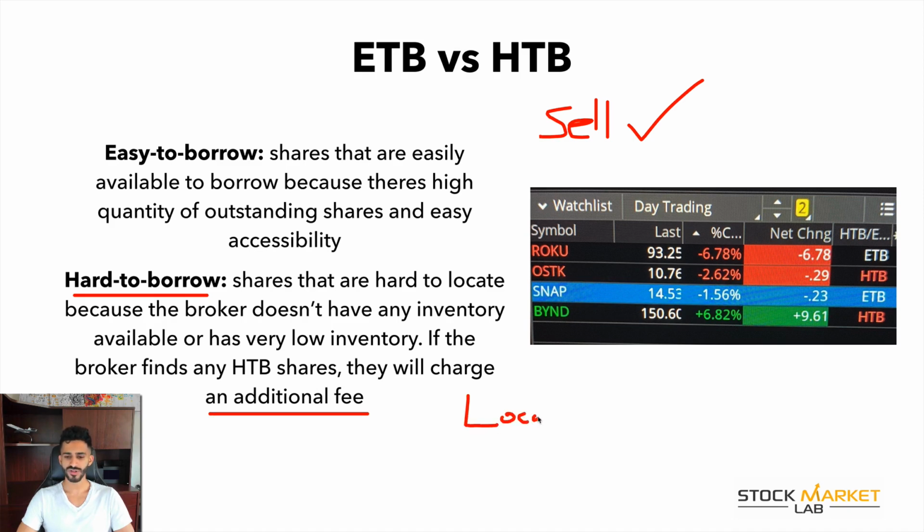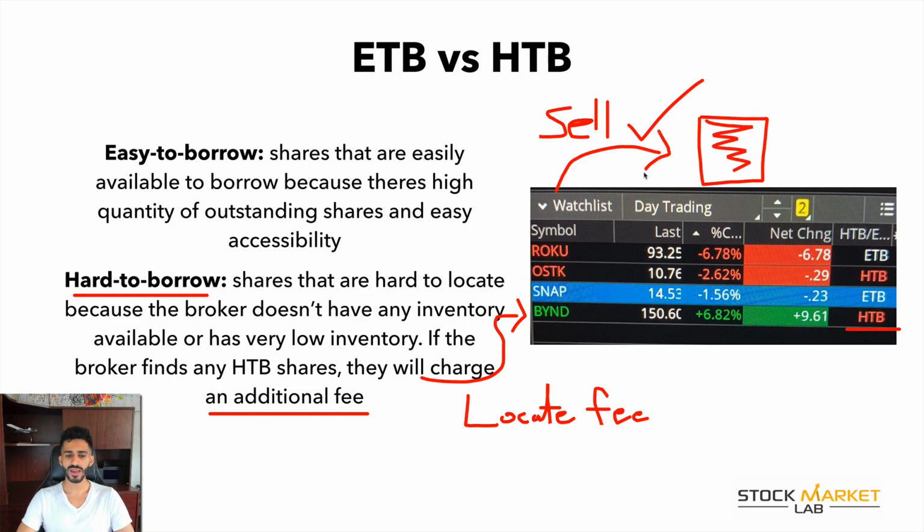Some brokers, or sometimes all the brokers, are going to have a hard time borrowing some shares. For example, for anyone that's familiar with BYND, BYND has been HTB for a very long time. Why? Because a lot of people have been trying to short it. Since a lot of people have been trying to short it, it's been extremely hard to find shares. So a lot of brokers will showcase on their platform that BYND is hard to borrow. When is BYND not going to be hard to borrow? When a lot of people stop shorting it and there's more shares available.